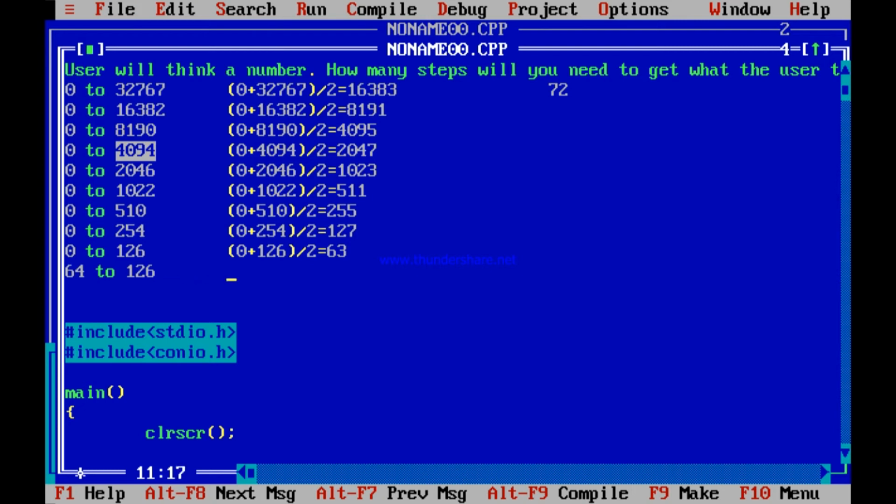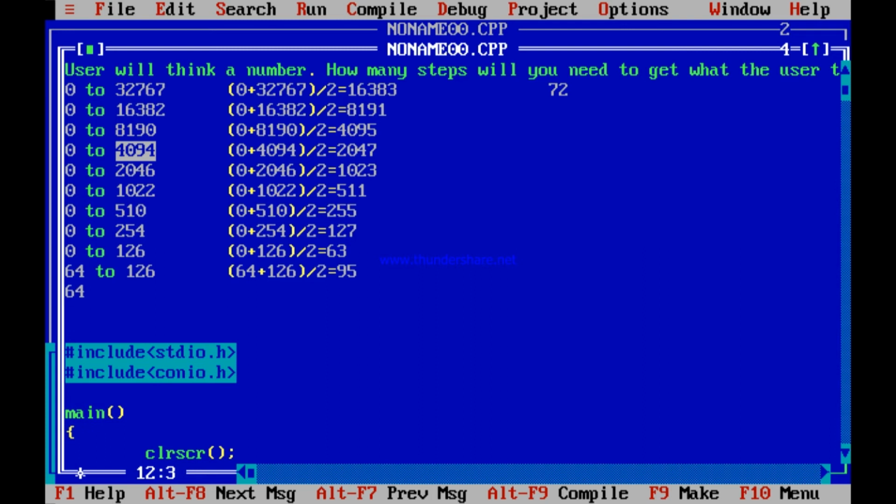We again try to reach midway of that, 64 plus 126 by 2. That is 190 by 2. What is that? 95. You ask the user, did you guess 95? Lesser than that, greater than that. User will say lesser than that. So you know that your maximum upper limit can be 94, not more than that, because it is lesser than 95. User has confirmed. So your range now is 64 to 94.